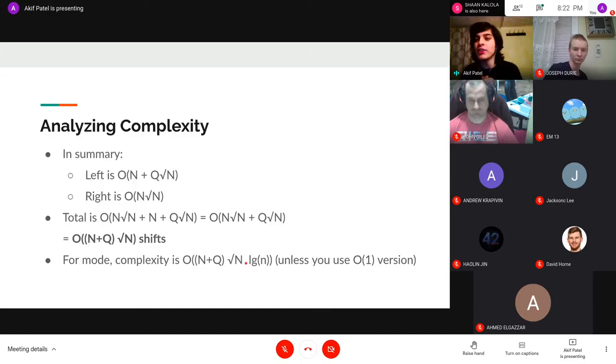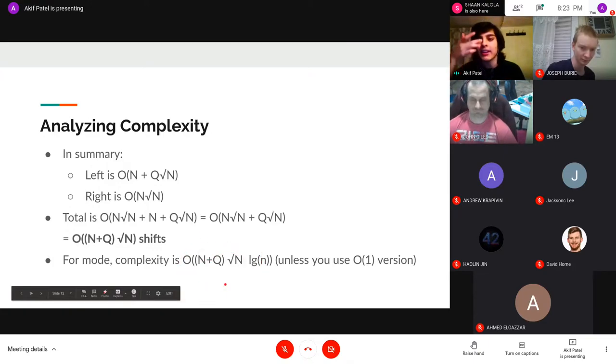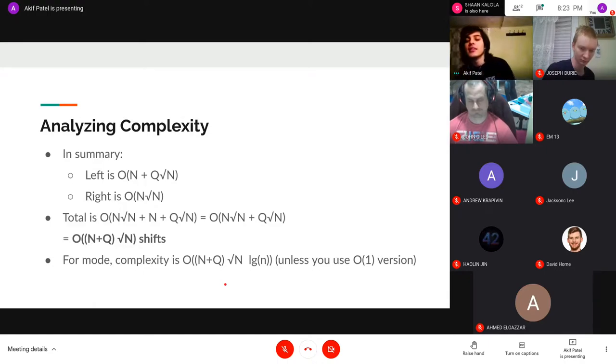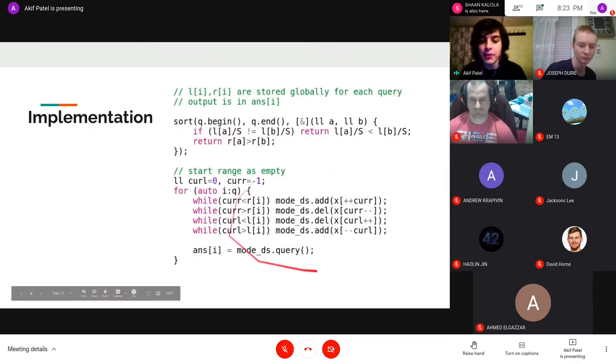Just by having this really weird sorting order, we can go ahead and seemingly naively answer these queries, just in this really weird order, and all of a sudden we're in a very passable time limit that's subquadratic, which is really cool. Cool? Okay, let's keep going. Okay, so this is an implementation for the mode problem, right?